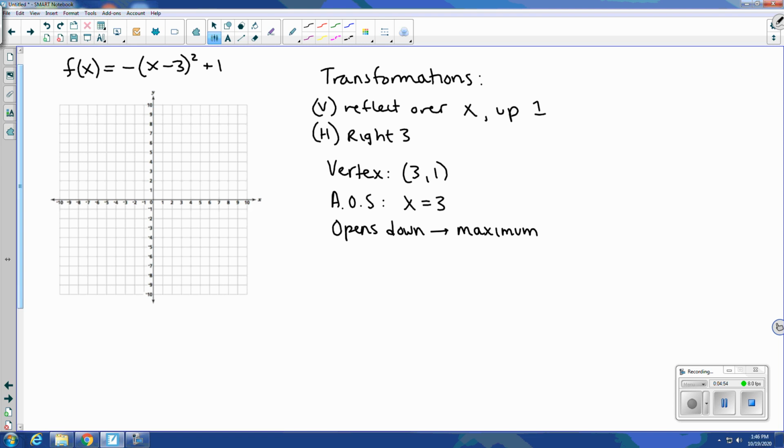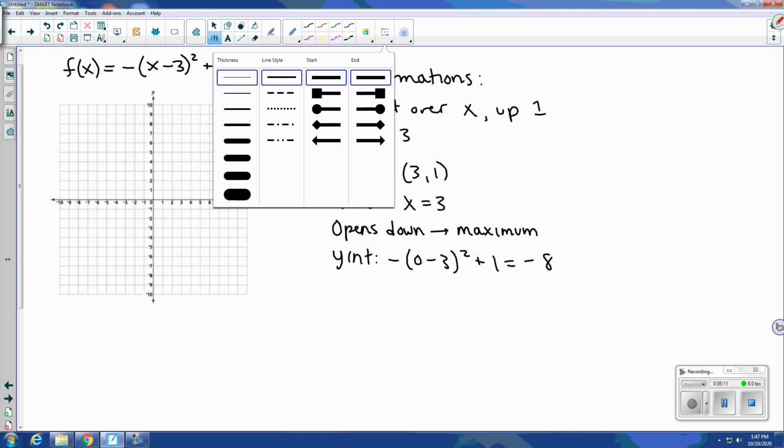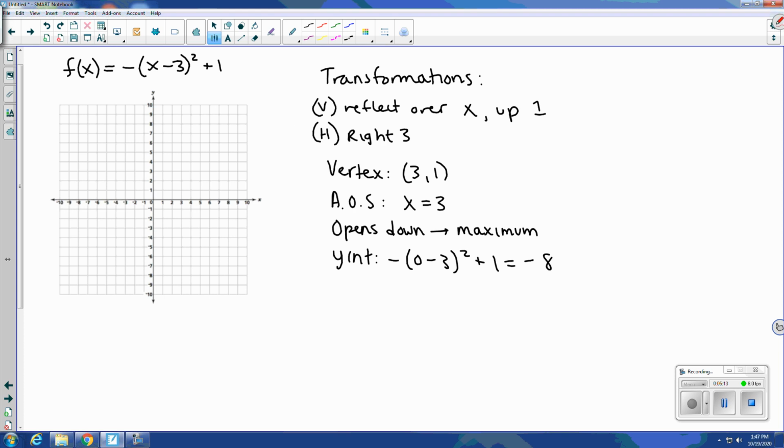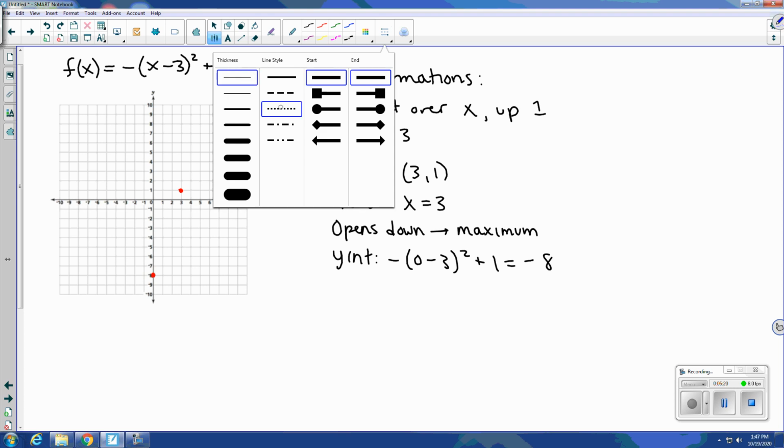Let's find the y-intercept. The y-intercept can be found by plugging in 0 for x. Negative 3 squared is positive 9, times negative 1 is negative 9, plus 1 is negative 8. So let's plot some of those points. The vertex is at 3, 1. We have a y-intercept at negative 8. Let's add in our axis of symmetry.